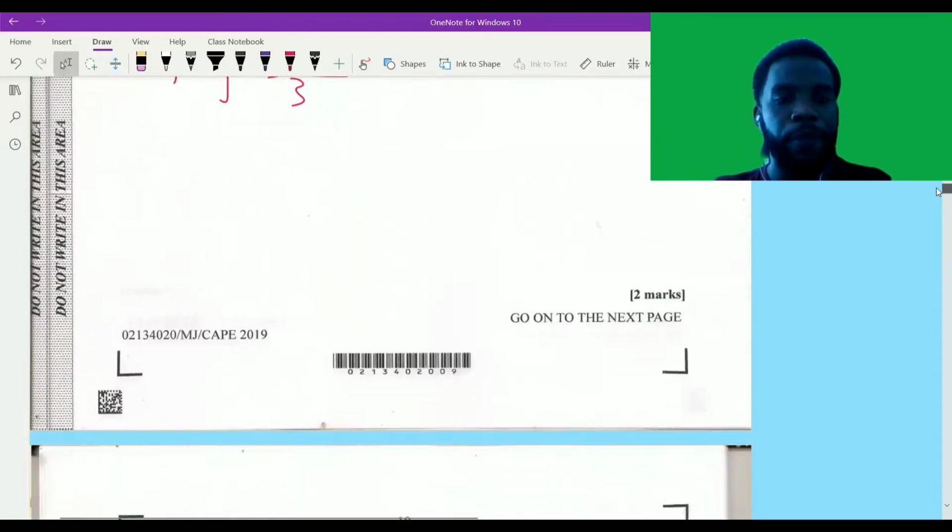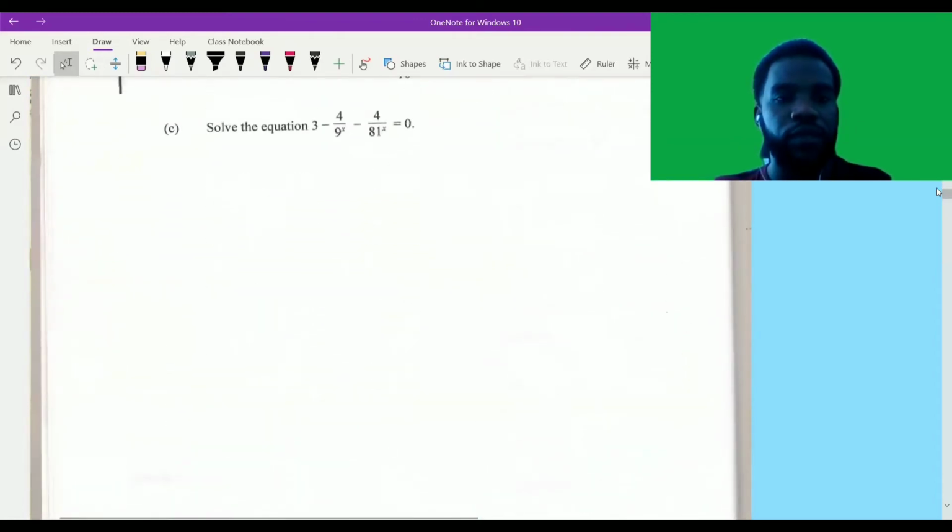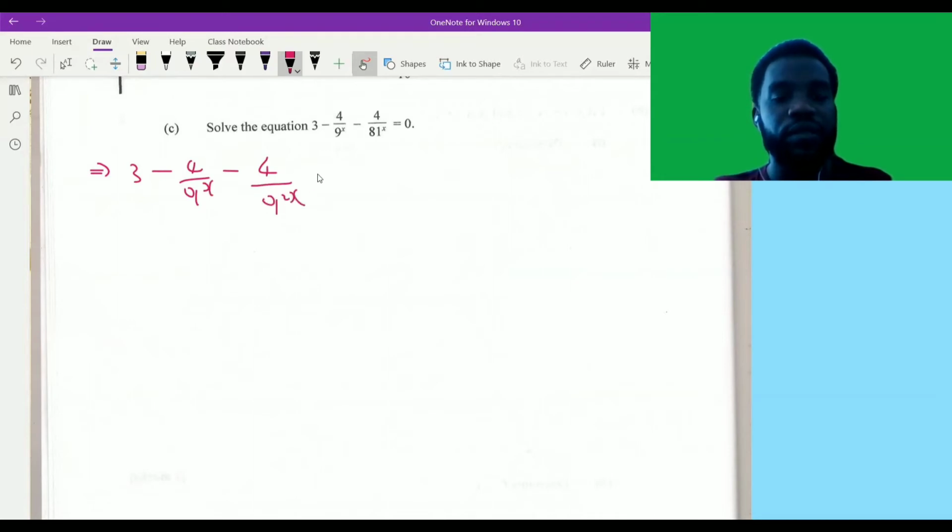All right, it's going down now. Solve, and this is question C. Solve the equation 3 minus 4 over 9 to the x minus 4 over 81 to the x equal to 0. Now, if you notice that 81 is really the square of 9, in my head I'm thinking that this must be a hidden quadratic where you have one expression which is the square of the other one. By laws of indices, I can write this as 3 minus 4 over 9 raised to x minus 4 over 9 to the x squared.